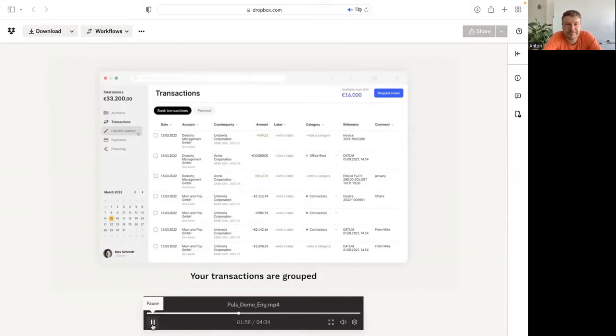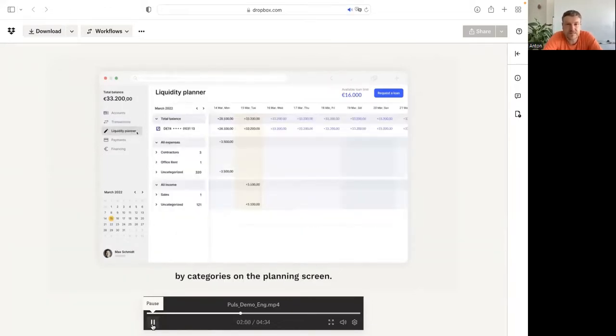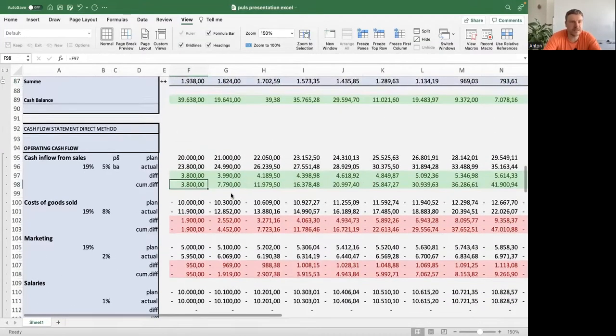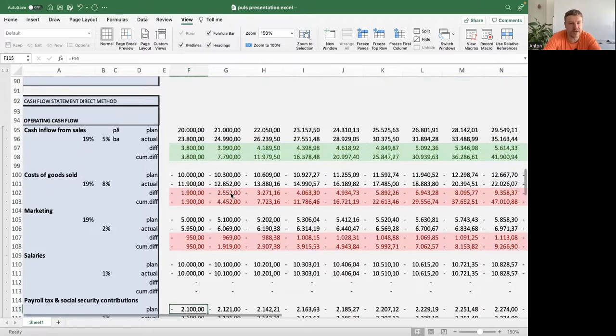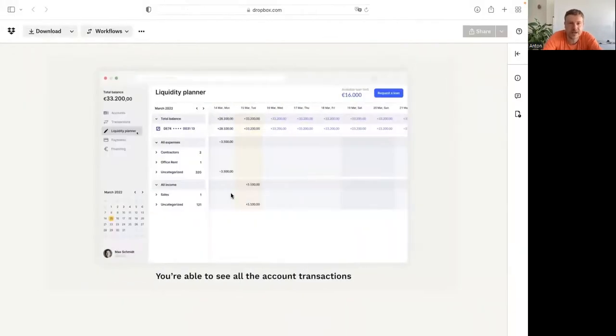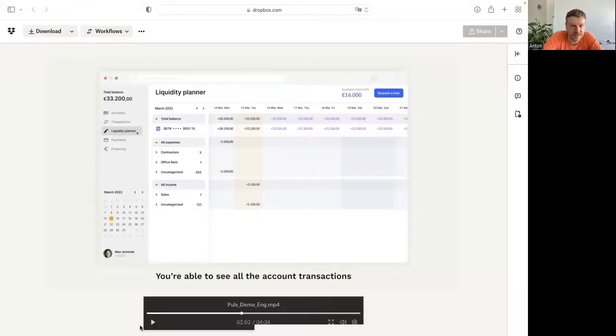Your transactions are grouped by categories on the planning screen. This is like what we have done here. They are categorized: cash inflow is the category for cash inflow, there is a category of disbursement for disbursement of cash, cost of goods sold, marketing, salaries. This is the same as here. They just have slightly different names.